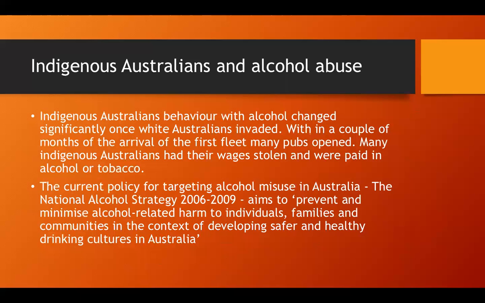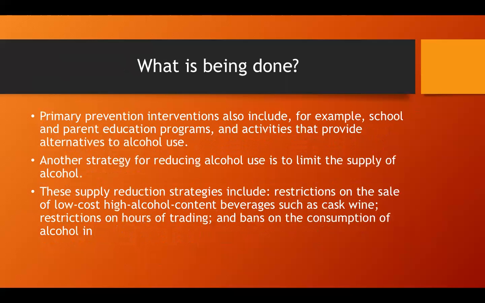So the current policy for targeting alcohol misuse in Australia, the National Alcohol Strategy 2006-09, aims to prevent and minimise alcohol-related harm to individuals, families and communities in the context of developing safer and healthier drinking cultures in Australia. So many people know that Australia has a poor drinking culture. Okay, so our culture relies heavily around alcohol and that kind of thing. So the second part of my presentation is what's being done about alcohol and how are we as a community helping our Indigenous Australians, and also at a government level.